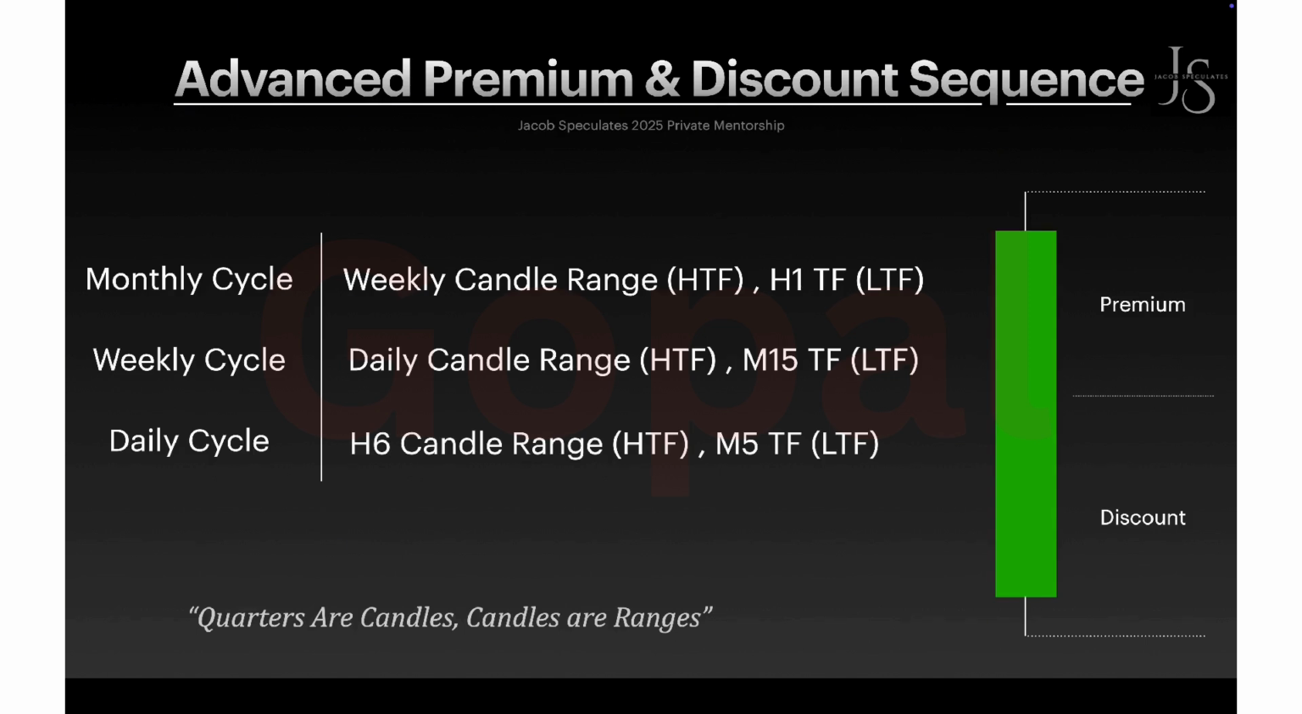That would be your higher time frame, and then you would look at the 1-hour time frame and use that as your lower time frame. So that entire weekly candle range, you would mark out the high and the low, and you would utilize that as premium and discount. Same goes for the weekly cycle.